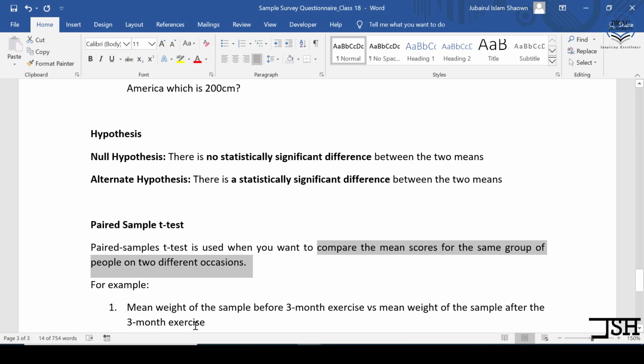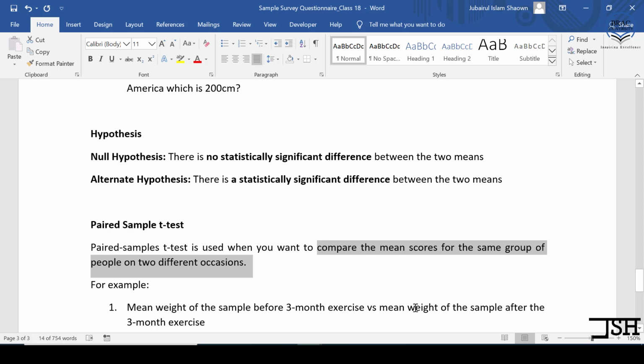Remember, in our questionnaire, we collected these two pieces of data. One is the weight before the exercise and one is the weight after the exercise. In our survey, we had 15 respondents in total. From these 15 respondents, we collected data on their weight before they started exercising. And after the exercise, we went to the same group of people to collect data again on their weight after they're done with their 3-month exercise.